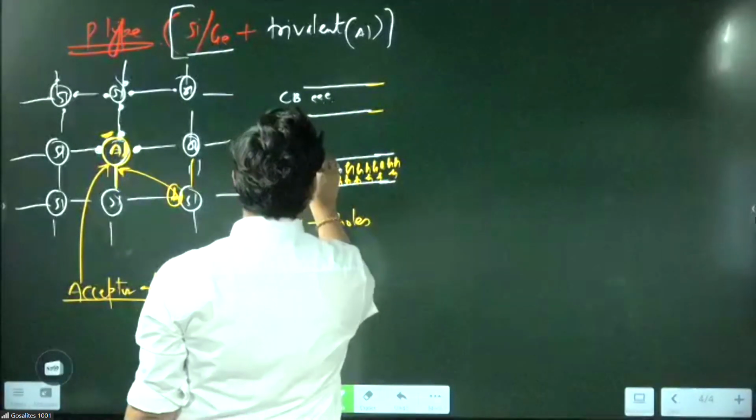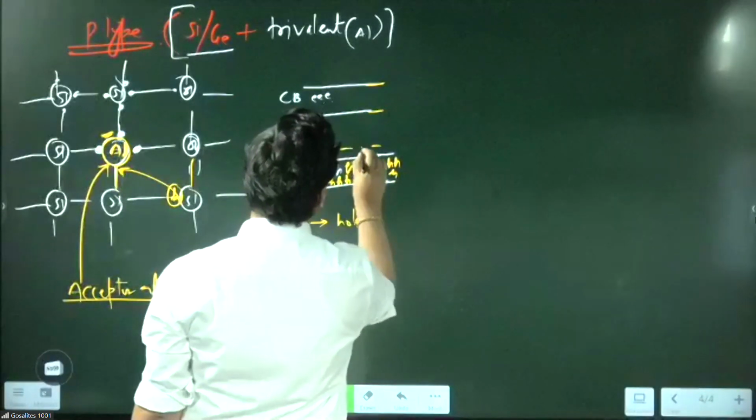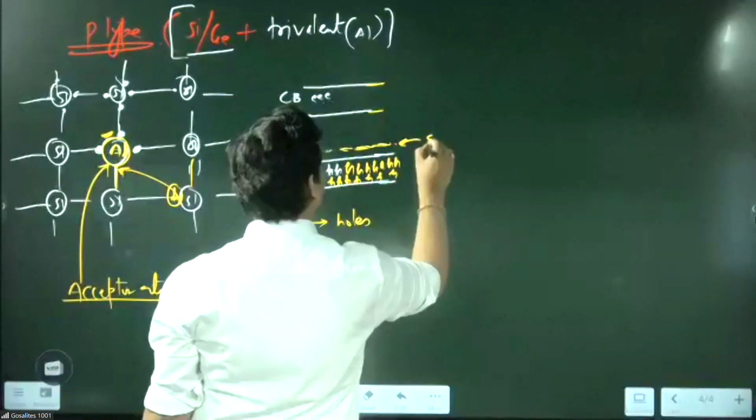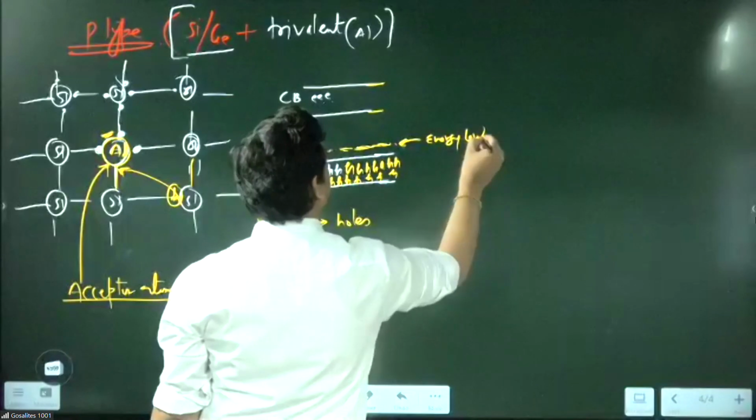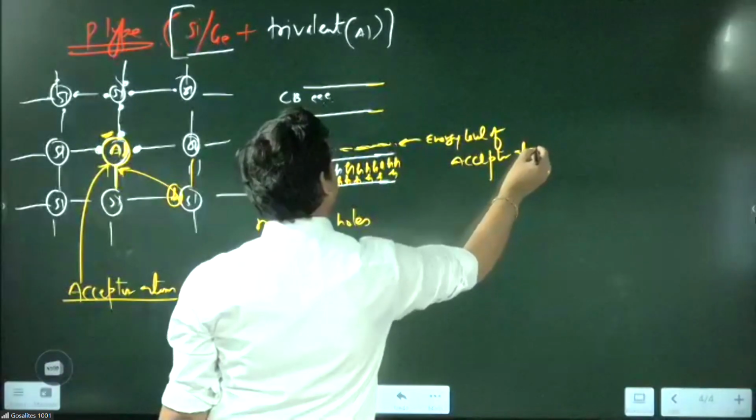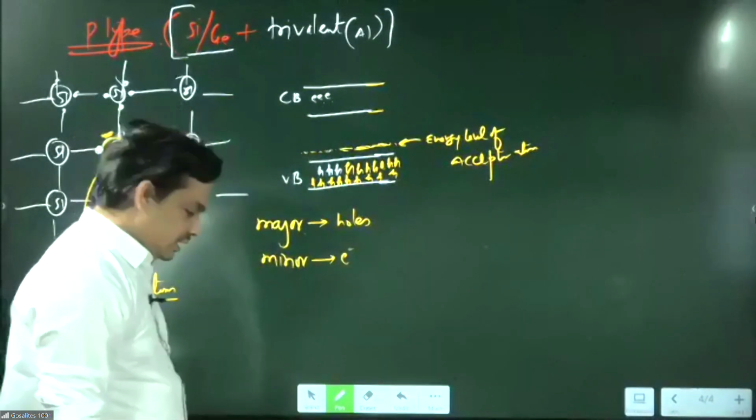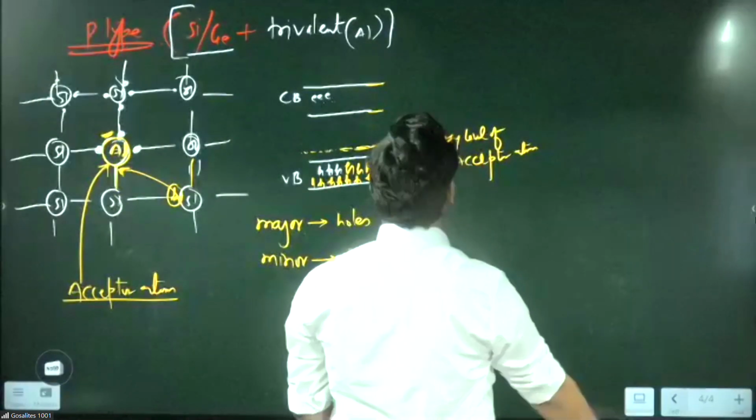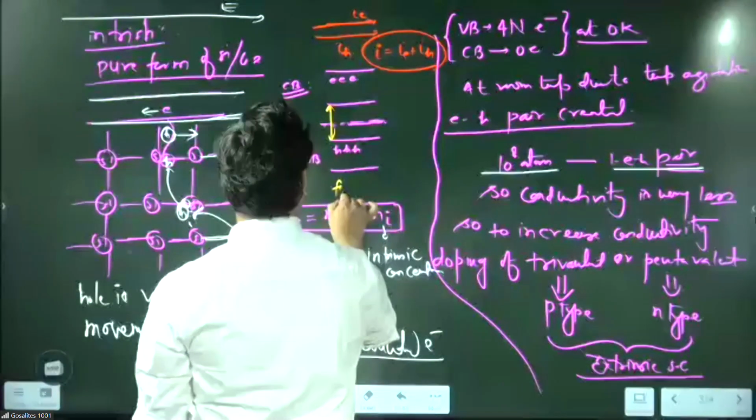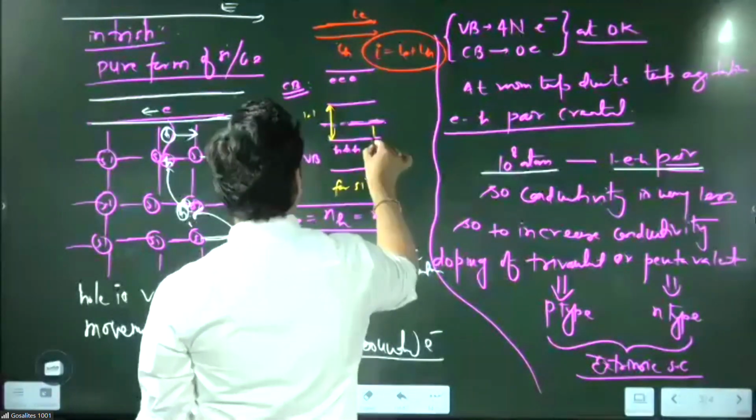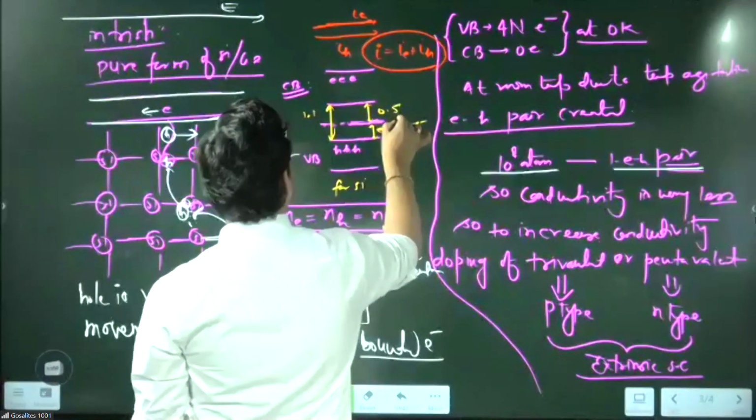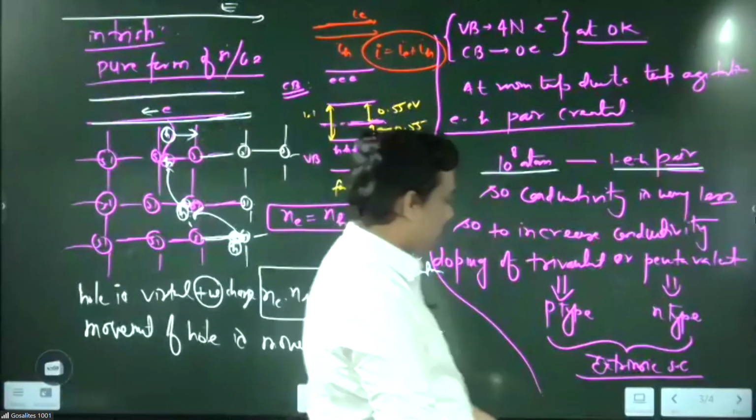You can write somewhere: energy level of acceptor atom is close to valence band. Now, in silicon, the total gap was how much? For silicon, the total was 1.1, so this was 0.55 and this was also 0.55. Both were 0.55 because it was in the middle, in intrinsic.